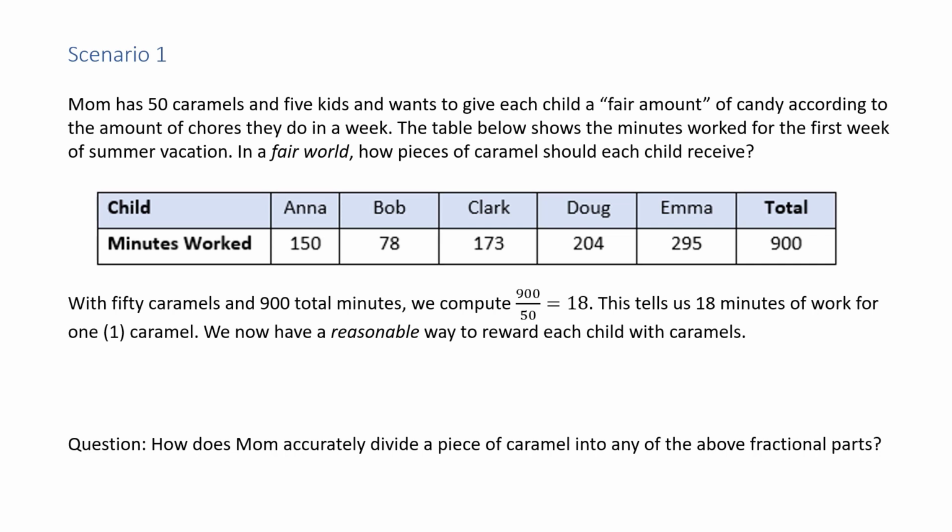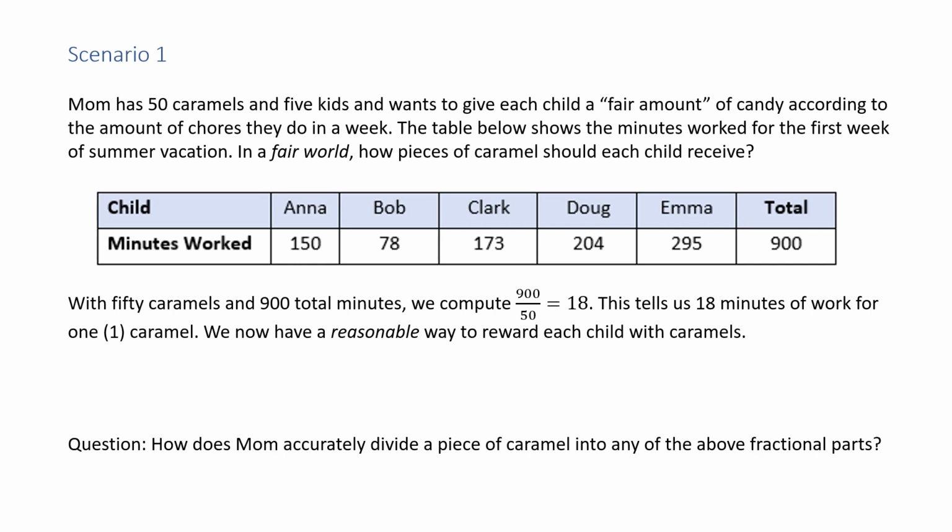Scenario 1. Mom has 50 caramels and 5 kids and wants to give each child a fair amount of candy according to the amount of chores they do in a week. The table below shows the minutes worked for the first week of summer vacation. In a fair world, how many pieces of caramel should each child receive?